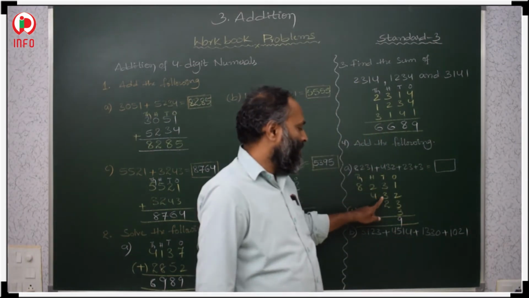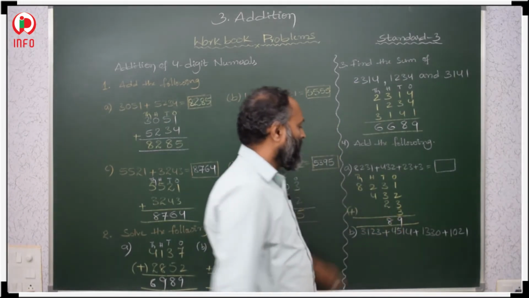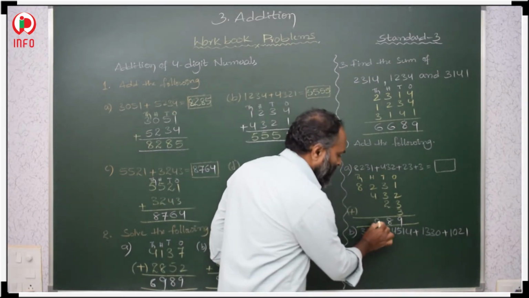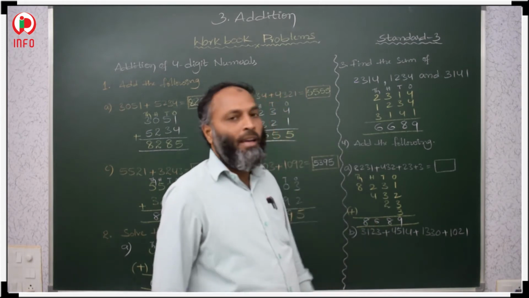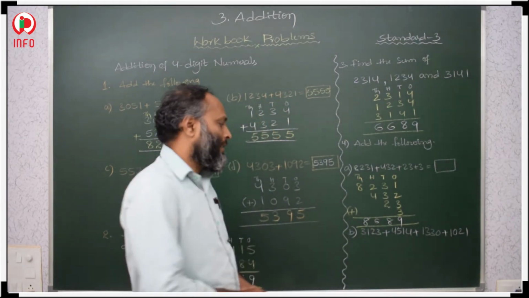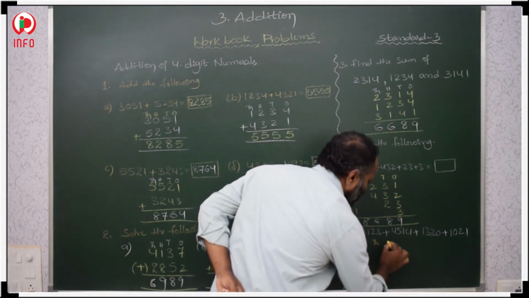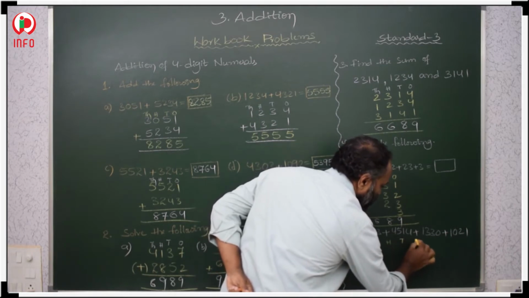3 plus 3, 6. 6 plus 2, 7, 8. 4 plus 2, 4, 5, 6. And this 8 as it is. 8,689. Now here are the thousands place, hundreds place, tens place and ones place.